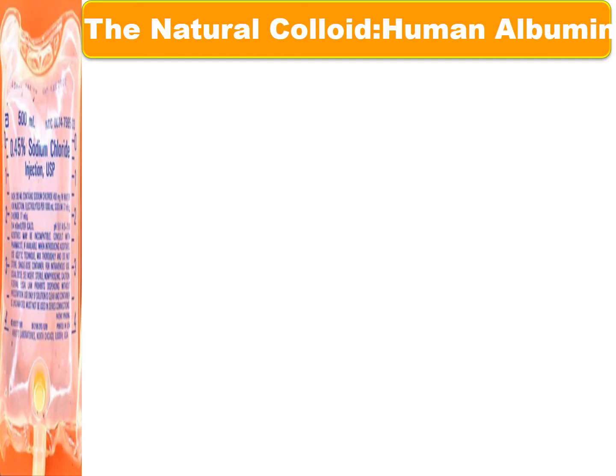As we already discussed, there are two types of colloids: one is the natural colloids and another is the synthetic colloids. So we will start with the first, natural colloids, that is the human albumin. Let us discuss some important facts of the human albumin.